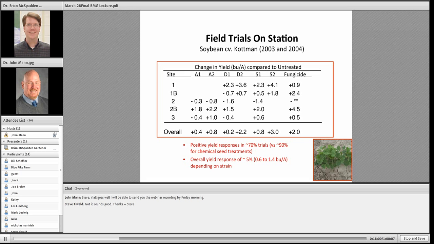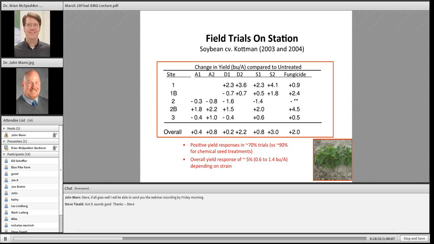called different genotypes. But what I want you to look at are the numbers here. This is the yield responses in bushels per acre compared to the untreated. You'll note that the net is always positive, as is the chemical seed treatment. And the positive yield responses were occurring in approximately 70% of the trials. And where they were occurring, they were equaling approximately 90% of the yield response that we were seeing for the chemical seed treatments on these fields.